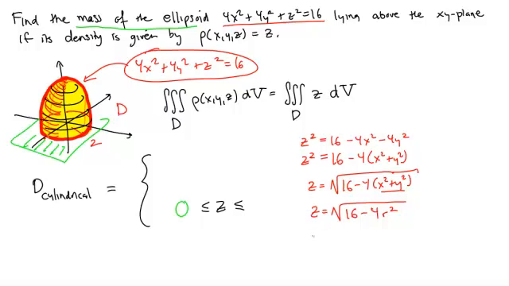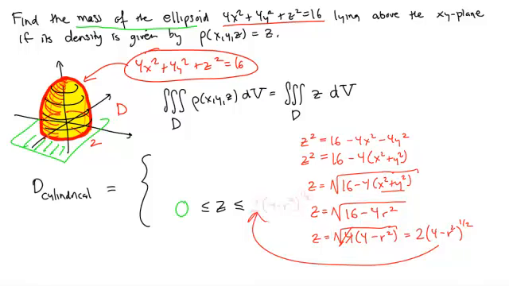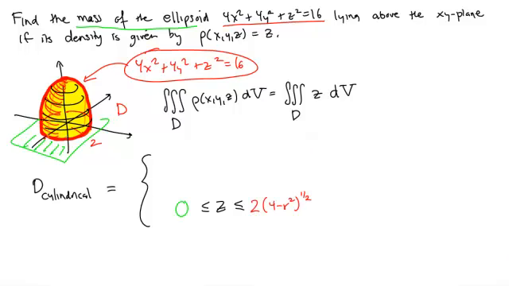When I have it written like this, I also notice that I can pull out a 4 from both of these pieces. And so I can write this as 4 times 4 minus r squared, square rooted. And the square root of the 4 part will just be 2. So this can be simplified as z equals 2 times 4 minus r squared to the 1/2 power. And so we'll stick that right here. So now we've described the top and the bottom.